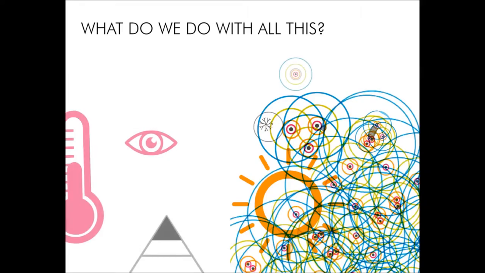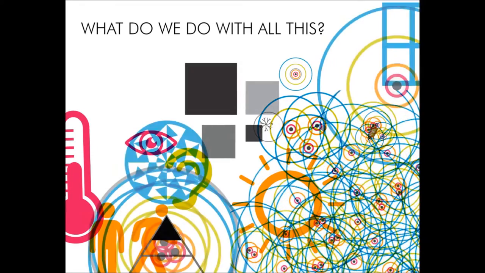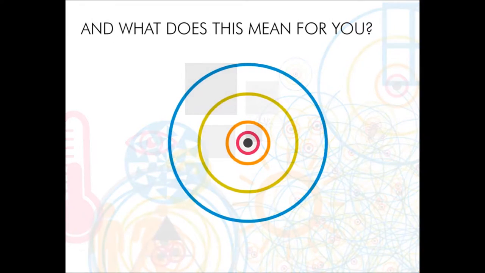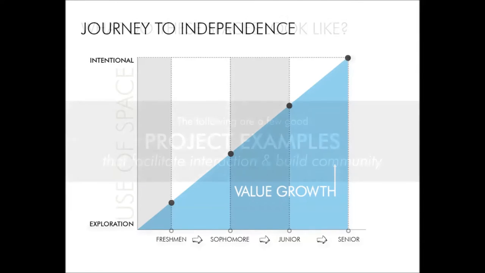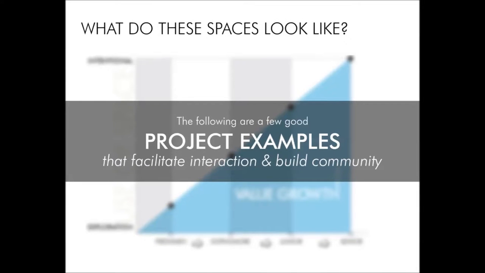So what do we do with all this research? It only becomes meaningful when infused with your expertise. Early collaboration is key. It establishes a project's goals and the spatial qualities that are best for your students and staff. When this happens, common space becomes truly unique because it is designed through the filter of your history, values, tradition, and culture. What exactly do these spaces look like? We thought you might ask.